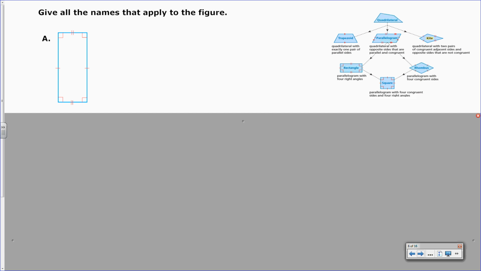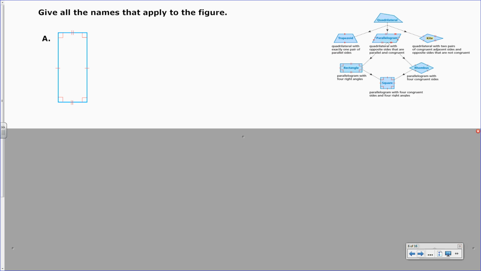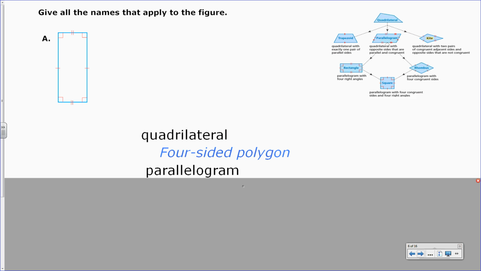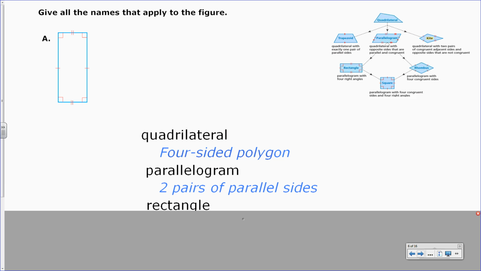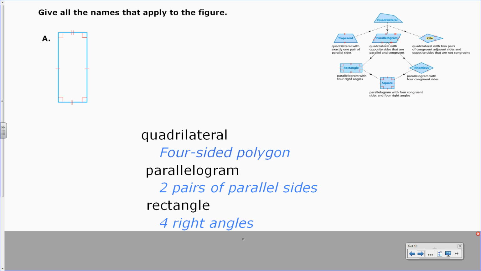Let's look at this one. What would you say this is? First of all, it's a quadrilateral. What else is it? It's a parallelogram, and it's also a rectangle. So a rectangle is a parallelogram, and it is a quadrilateral.